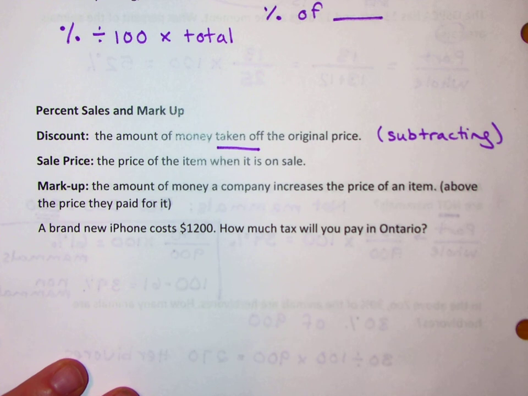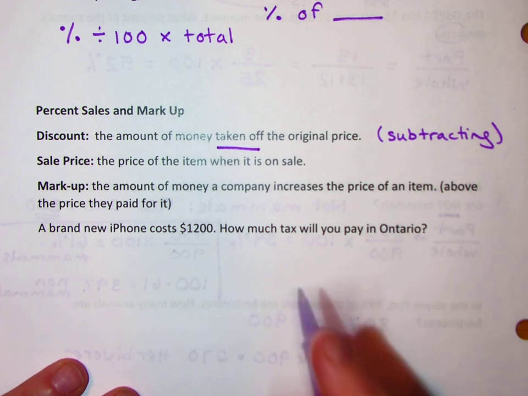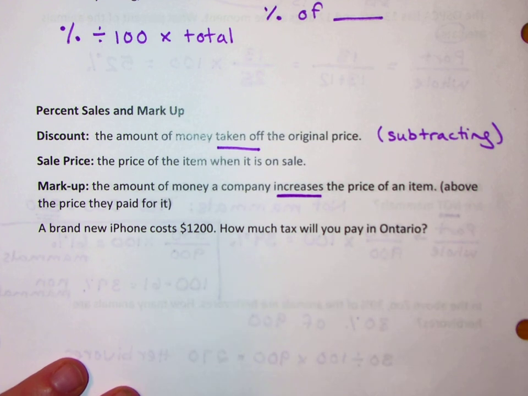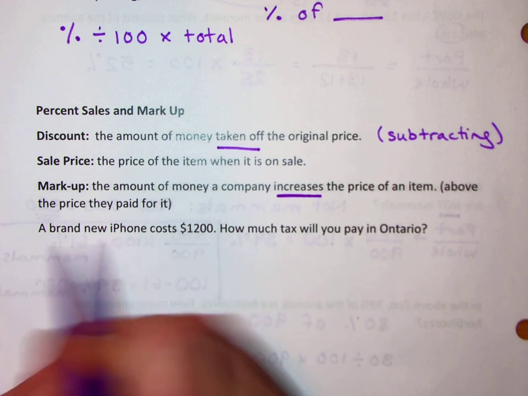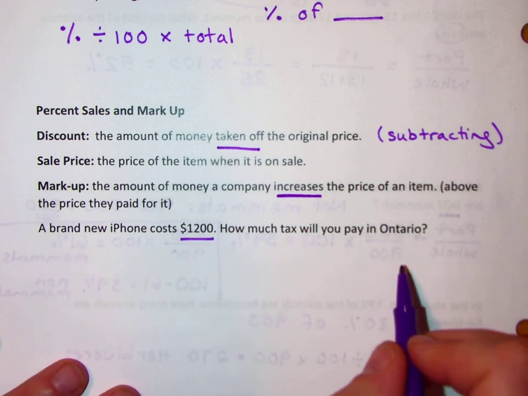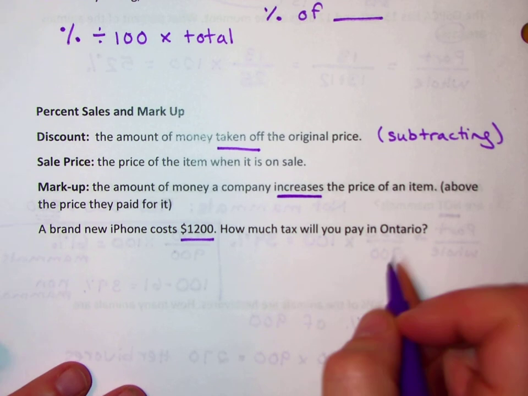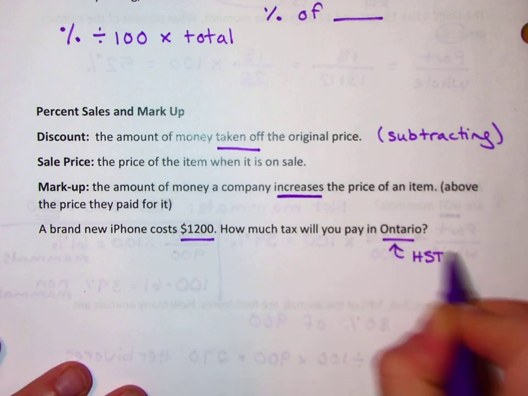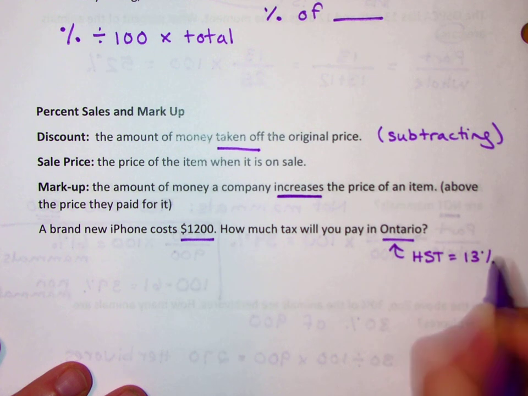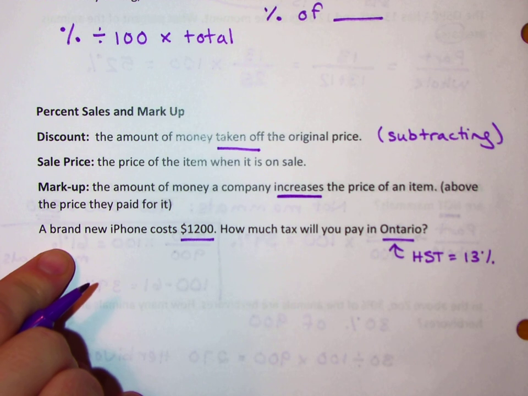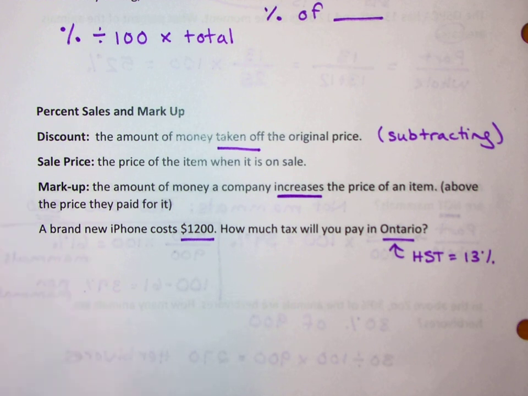Markup is the amount of money a company increases the price of an item. Increases, so that means it's rising. Here's an example. A brand new iPhone costs $1,200. How much tax will you pay in Ontario? In Ontario, HST is 13%. So this is not really a markup, but we are going to be increasing what we actually pay.